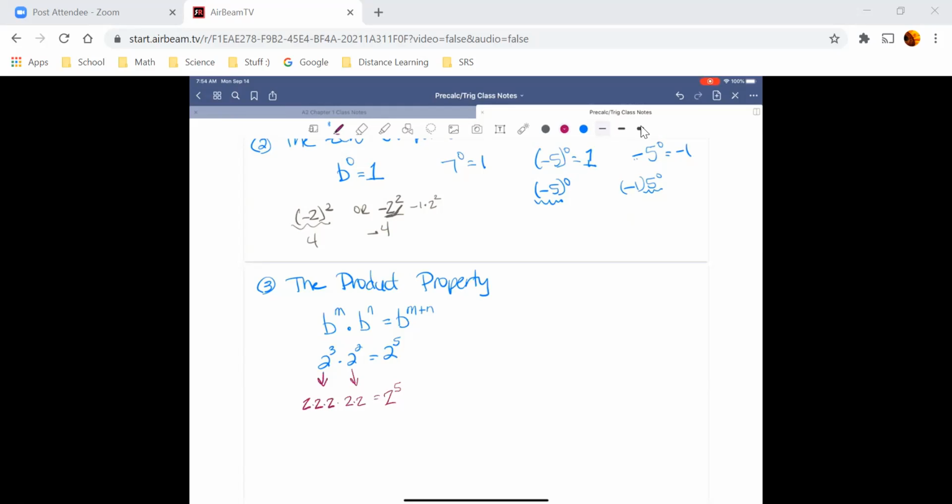What if we had 2 to the negative 3 times 2 to the 7th? What do you think that one's going to give us? Two to the, what are we going to do with our exponents? Add them. So we're going to get 2 to the 4th.